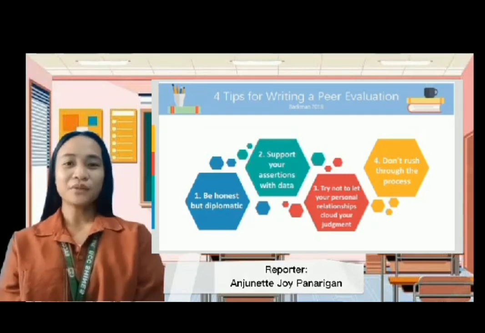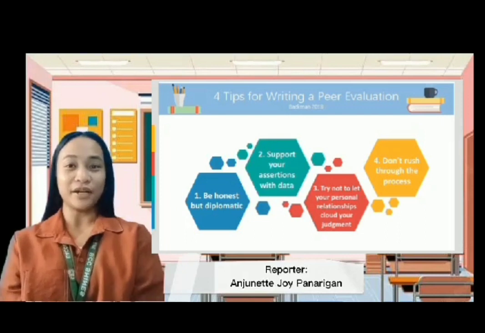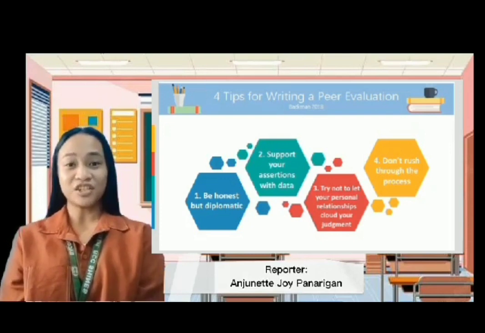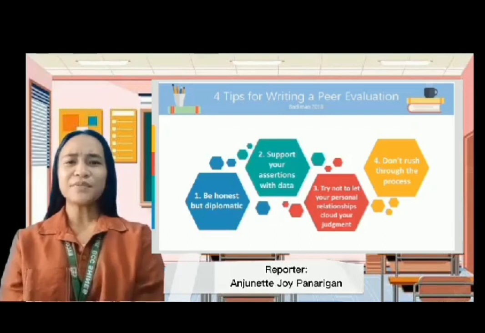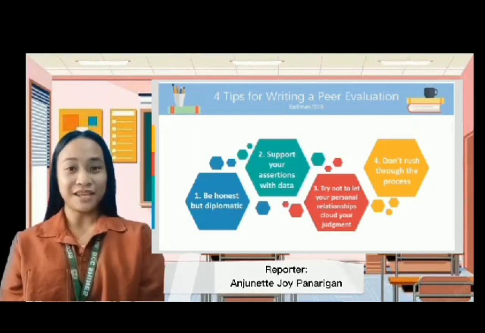Number 4, don't rush through the process. The feedback you provide on a peer evaluation could help determine whether a colleague gets a bonus, raise, or promotion. So give that task the time and attention it deserves. Think about the way you're wording your answers and aim to provide constructive criticism where appropriate that will help your colleagues grow professionally. After all, you'd want them to do the same for you.